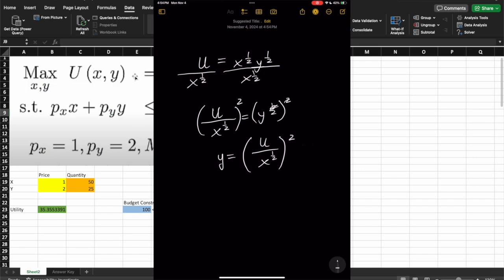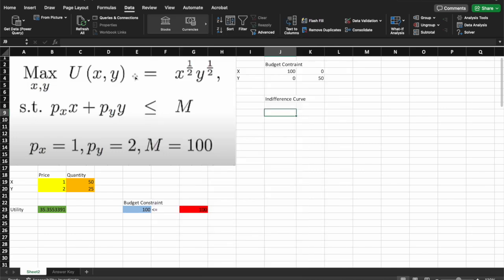Now, why this is important here is what this is going to allow us to do is put in a whole bunch of different values for x. And since we're keeping u constant, that maximum utility, it will tell us all of the combinations of x and y that bring about that amount of utility. So coming back to Excel now, we're going to start by just putting in a bunch of values for x and then putting in the formula to solve for y.